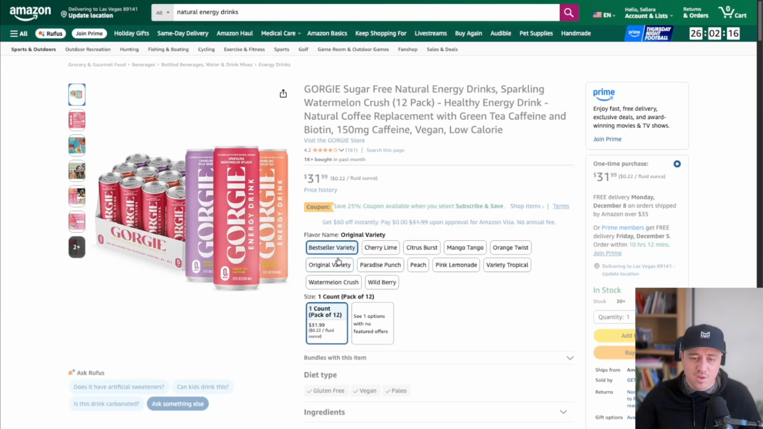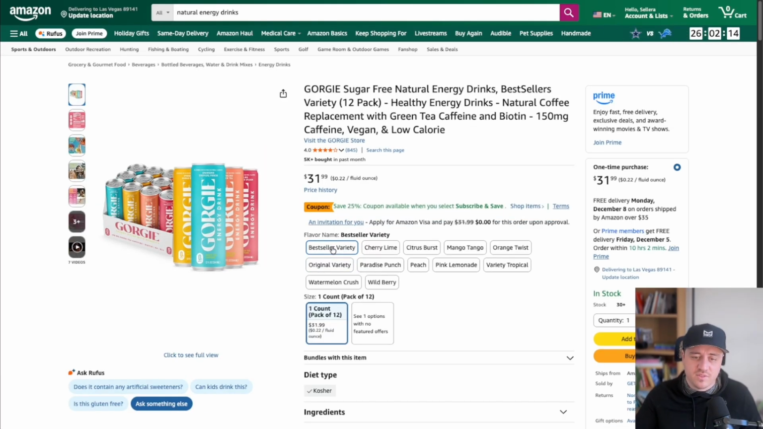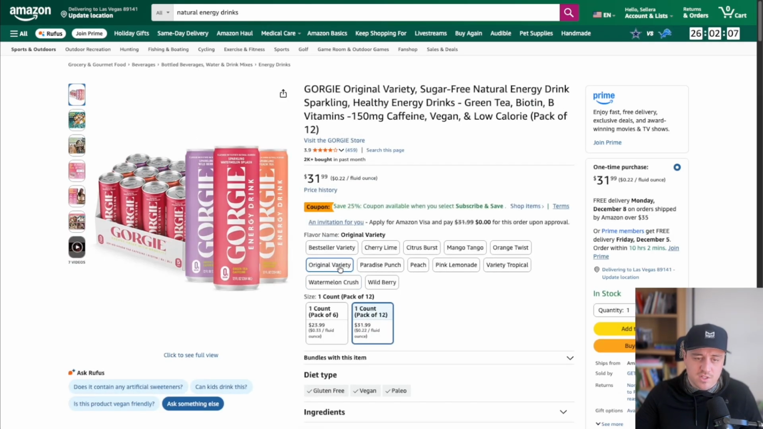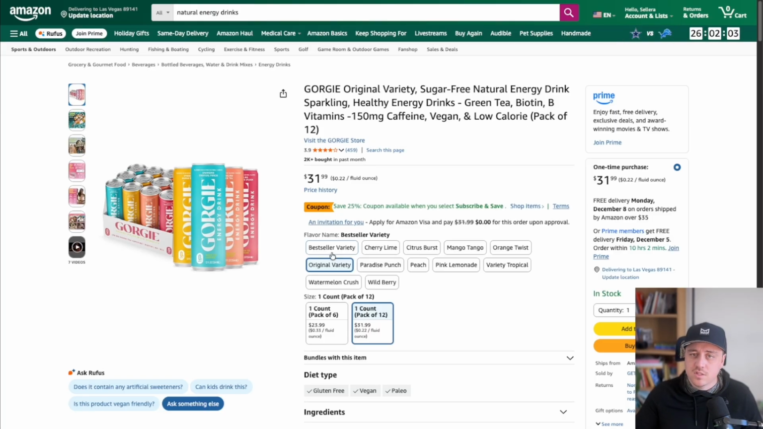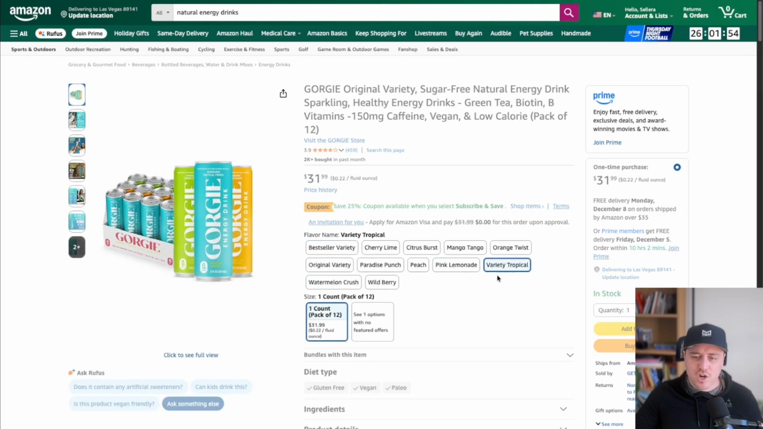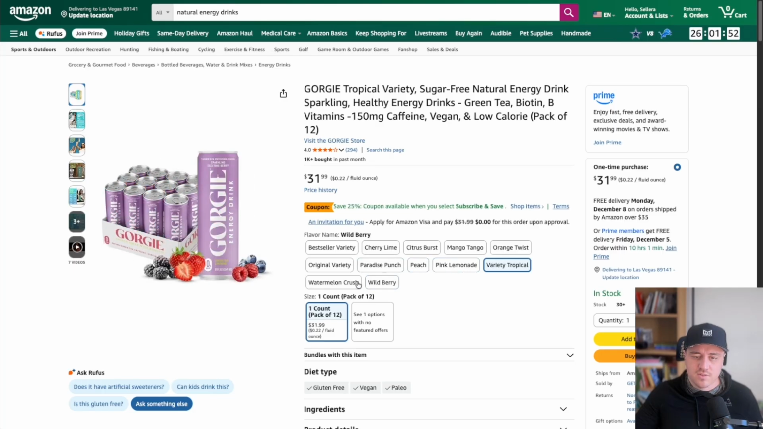They have a bestseller bundle. So they've taken their best selling flavors and created a bestseller variety. I'm sure this absolutely crushes. And then this original variety pack must have been their first one. And these two probably do an amazing job of getting new customers, because now they're trying different flavors. And then, if customers like it, they can go buy the variety of different single pack flavors. They've even got a tropical variety. So this brand is absolutely crushing it from that perspective.